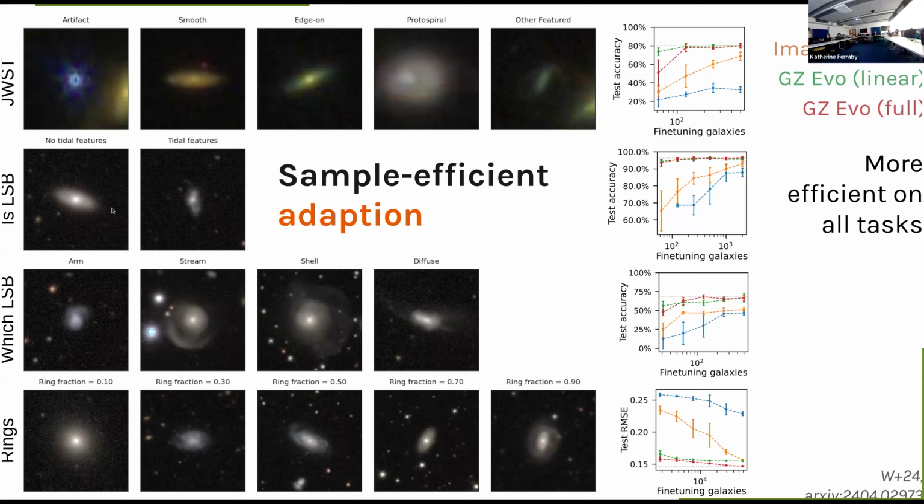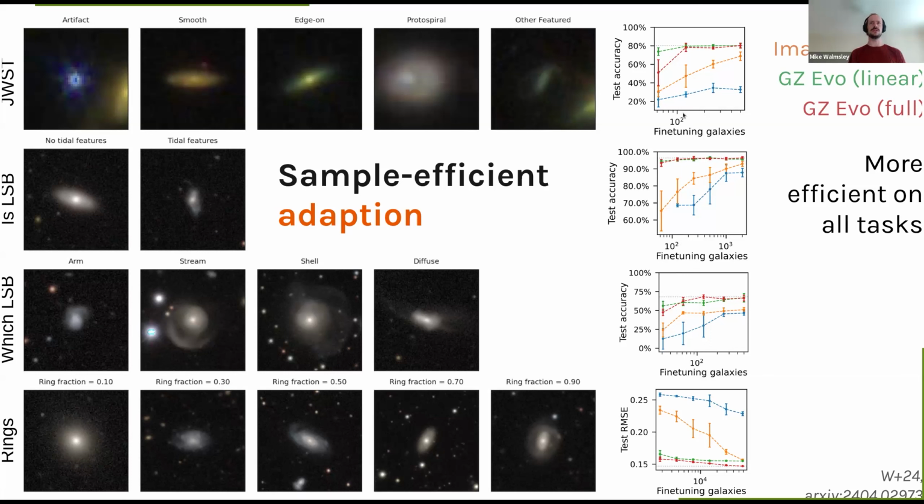LSB is classifying whether galaxies have these faint tidal features, these low surface brightness streams, and which LSB says, well, what kind of feature is it? And rings simply says, does this galaxy have a ring? Those are literally these ring-like features around the galaxies. On the right-hand side, I'm showing the performances on each of those downstream benchmark tasks.